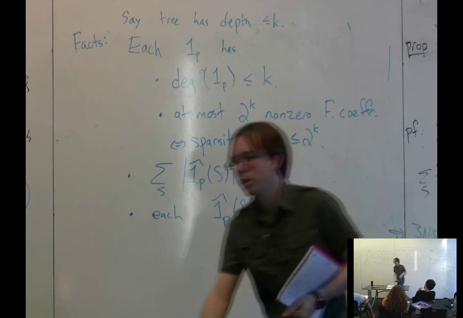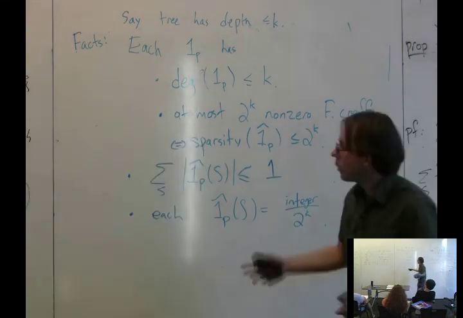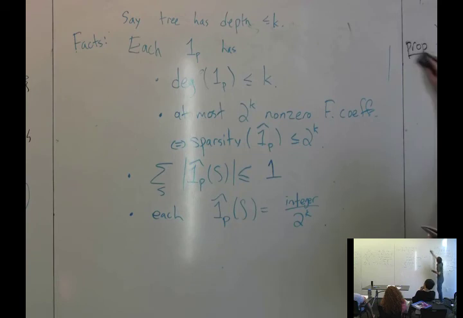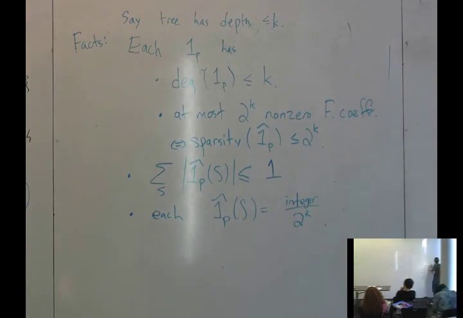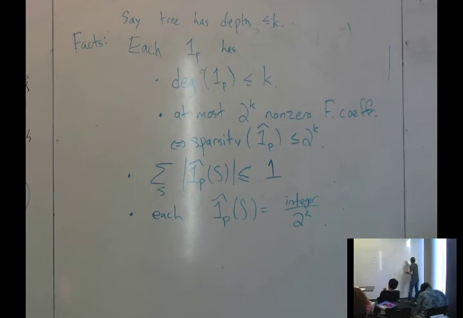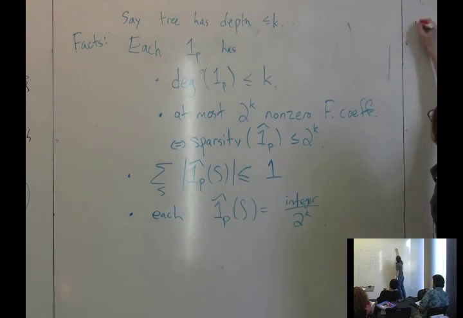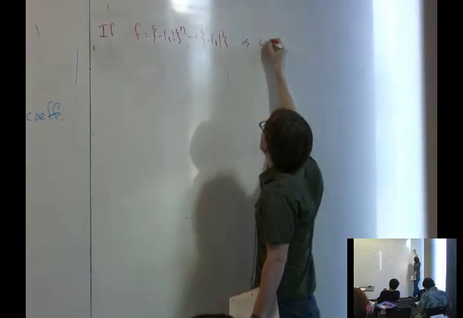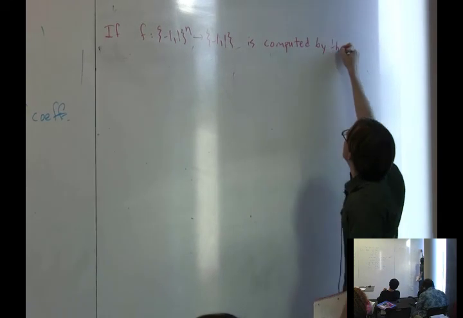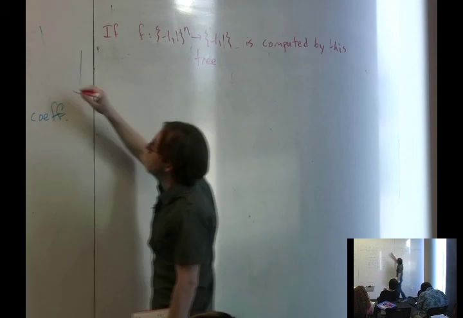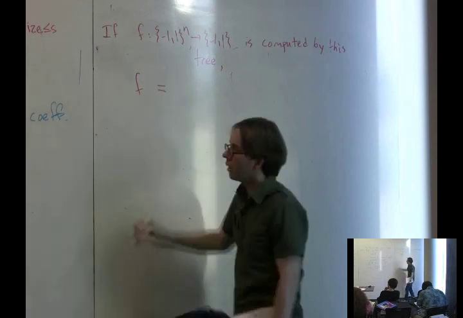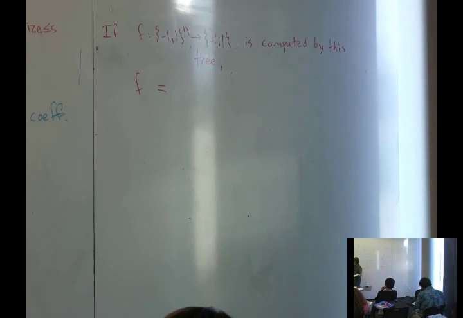OK, any questions about that? This is all a setup to show that since each of these paths has a very simple Fourier expansion, it satisfies all these properties, overall, the Fourier expansion of the function computed by the decision tree is also very simple. So if, let's say, f is computed by this tree, we also say that has size at most s, then how can I write the Fourier expansion of f, or the multilinear representation of f, in terms of these path indicators?